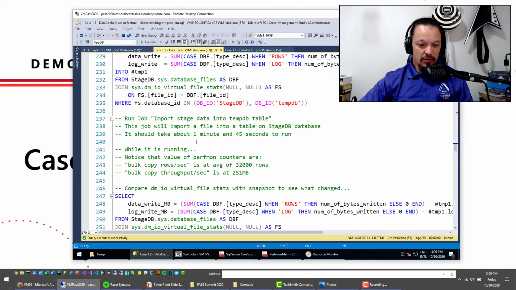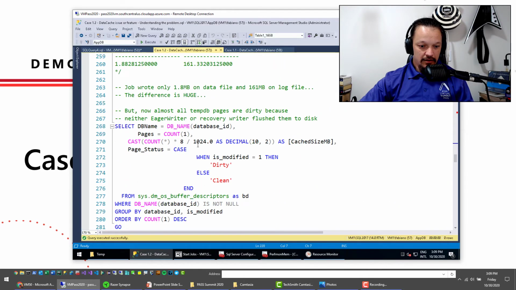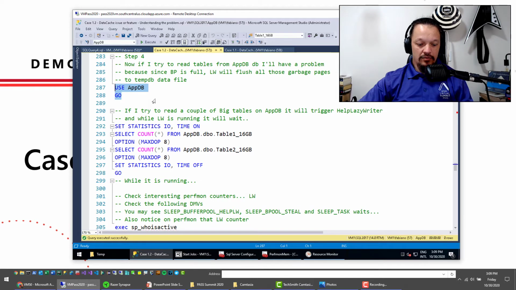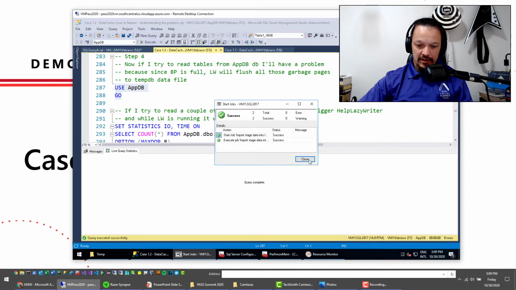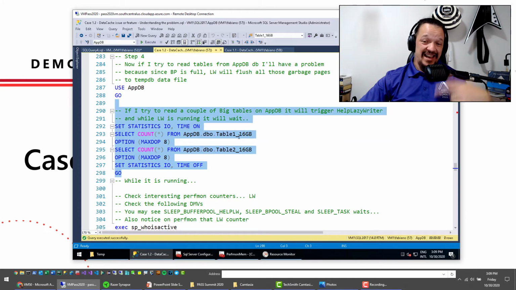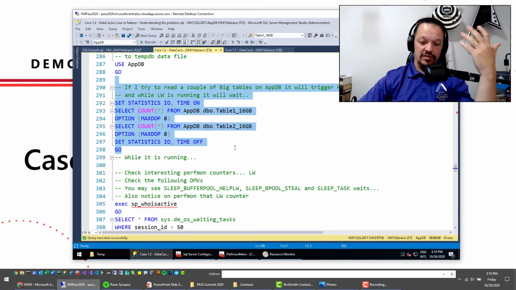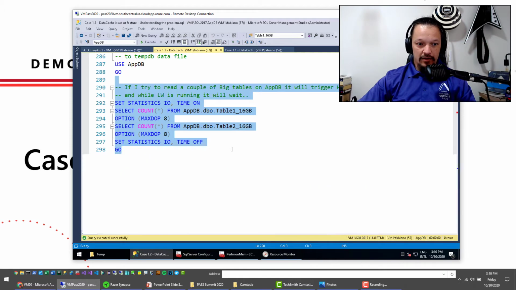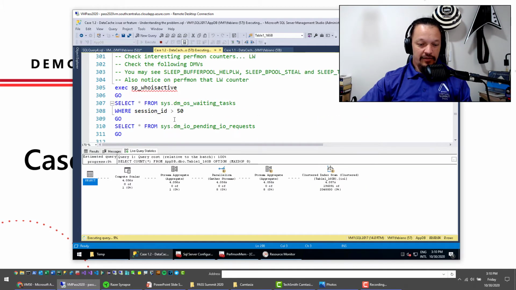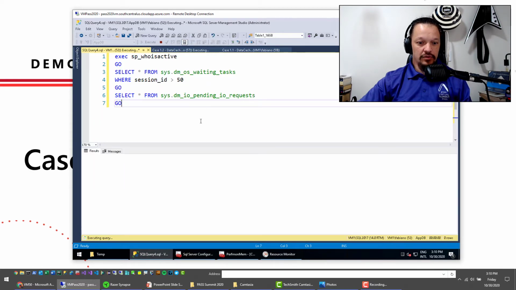Let's come back here. What else do we have? Yeah, if I try now, it's probably done, isn't it? Yeah, it's done. If I try to read the tables again, I will cause internal memory pressure, and then this is going to call Lazy Writer and cause a problem we know. But now let's run it. And while it's running, let's check a few things. I have those DMVs that I want to check with you.